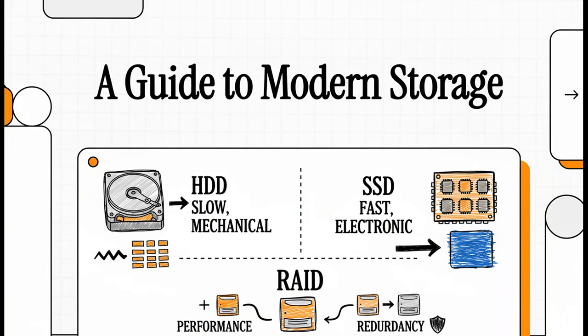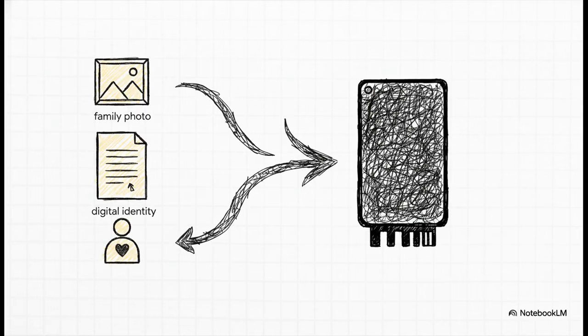Welcome to The Explainer. Today, we're diving into the physical devices that hold our entire digital world. We're going to break down everything from the mechanics of old-school spinning disks to the silent speed of modern solid-state electronics, and really demystify the tech that underpins, well, everything we do. It's kind of wild when you stop and think about it.